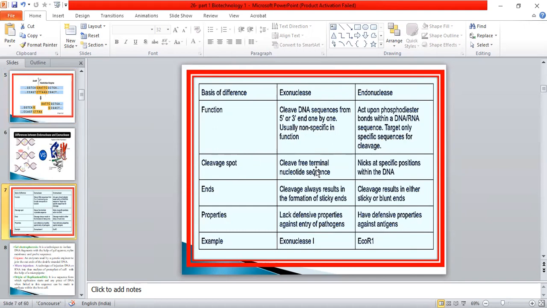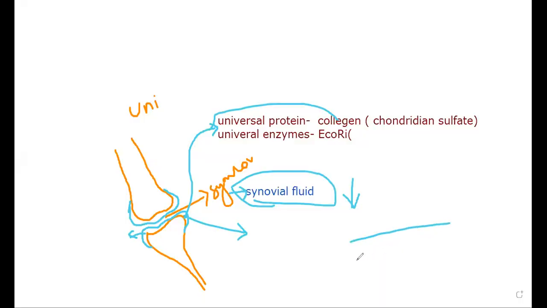Exonuclease cleavage spot: it cleaves the free terminal nucleotide sequences. For example, free terminal means, just imagine, this is a DNA molecule. Here the free terminal is there, isn't it? Suppose it is considered here. This one is 3', sorry, here 5', isn't it? Here 3' again, here 5'. The cut may be at any one of the corners only.